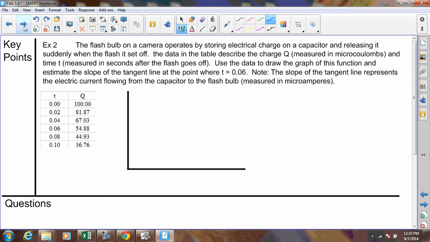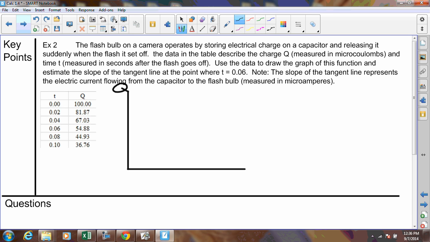Here's one of them. The flash bulb on a camera operates by storing an electrical charge on a capacitor, and then it releases that electrical charge suddenly when the flash is set off. The data in the table describes the charge Q, which is measured in microcoulombs, and time, T, which is measured in seconds after the flash goes off. So let me start by labeling my axes.